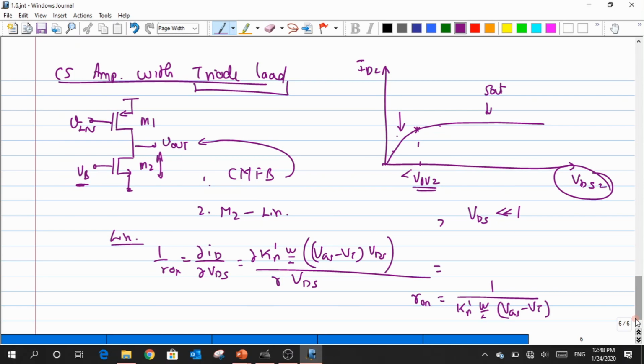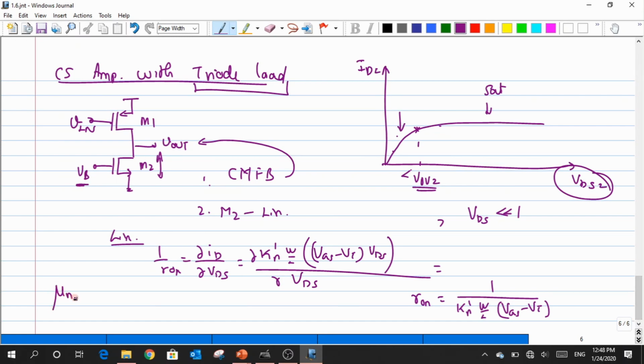Now let us talk about the drawbacks of this. One of the major drawbacks that we had faced before is this common mode feedback. We have to use a common mode feedback to ensure that my M2 is operated in the linear region. And the second drawback is that this Ron is dependent on the process parameter like the Kn'.